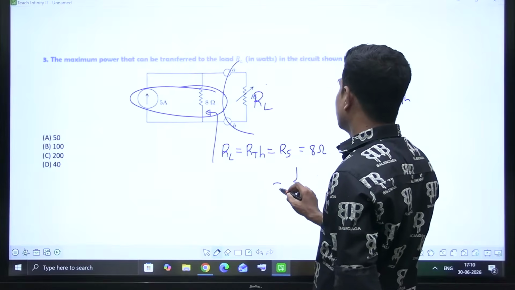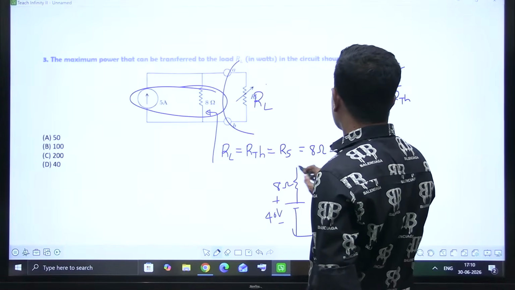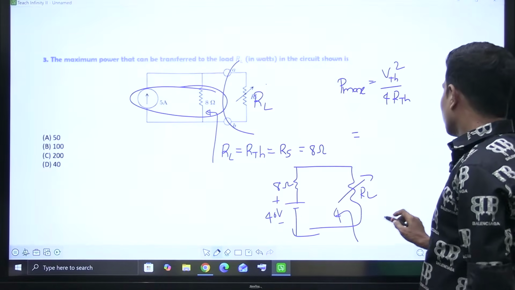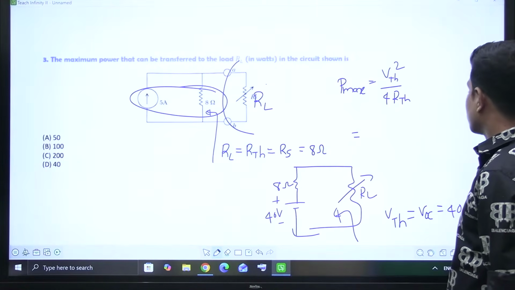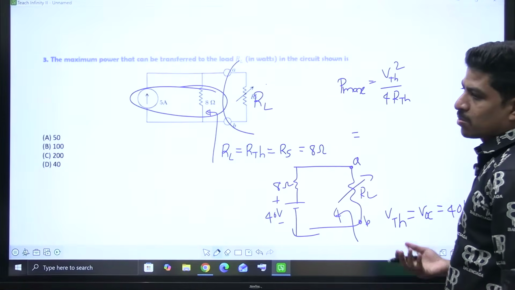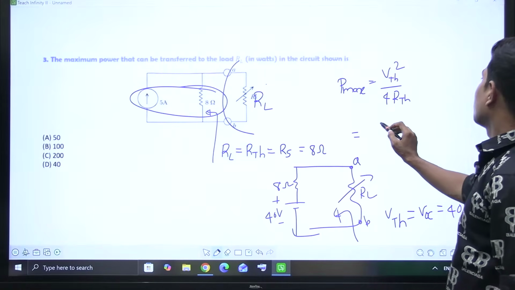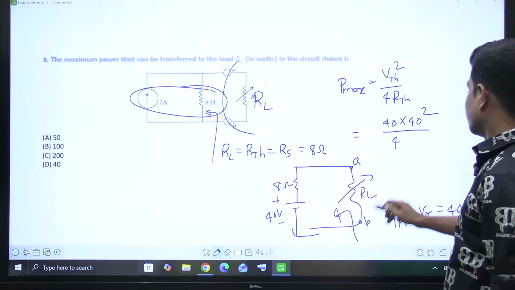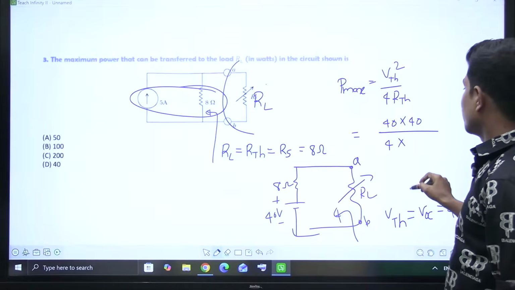You get 8 ohms and 40 volts. This is the converted circuit. This is RL, which is variable. Now from here, V Thevenin, which is equal to VOC, is equal to 40 volts, because when you are finding Thevenin's equivalent voltage, the targeted terminals must be open circuited. We open it, then no current is flowing, so 40 volts is placed. Now P max is equal to 40 square divided by 4 into how much? 8.